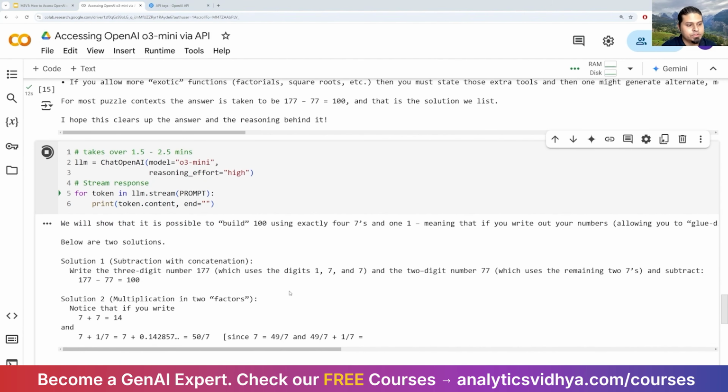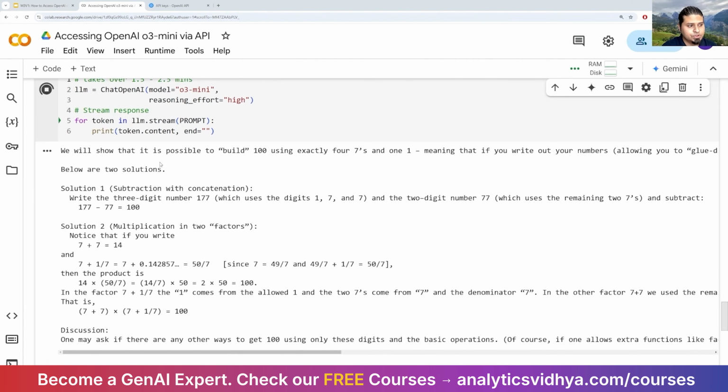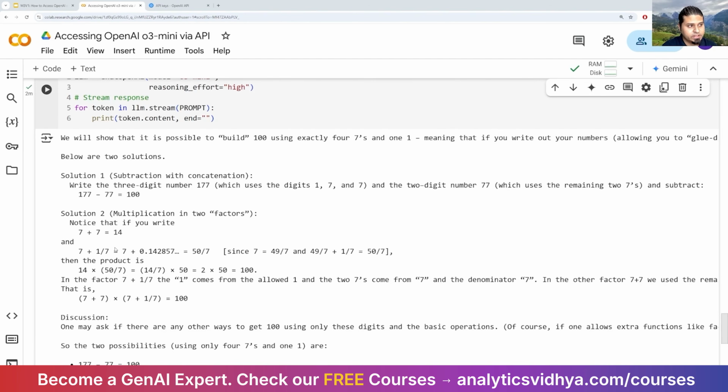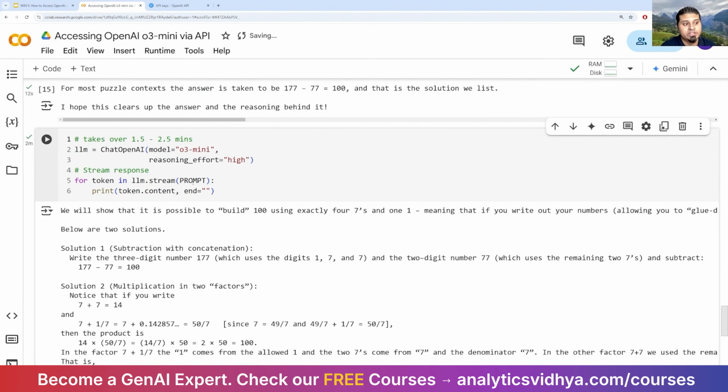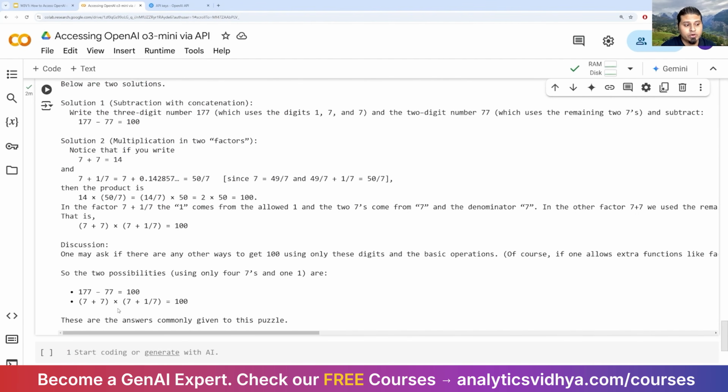And you can see it actually took over 2 minutes in this case to generate the response, and it's streaming the results live. And it gives us 2 possibilities in this case. One is 177 minus 77. The other one is 7 plus 7 times 7 plus 1 by 7, which also gives us 100. So with the reasoning effort set to high, we actually got a better solution for this problem.